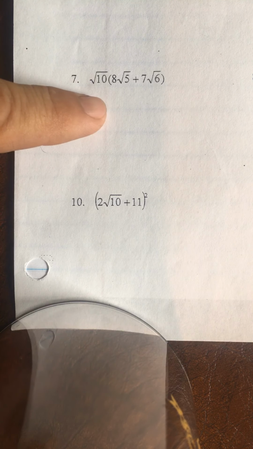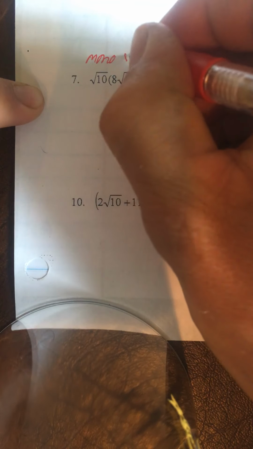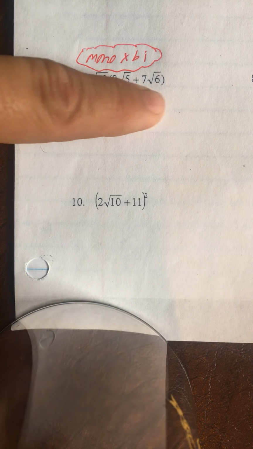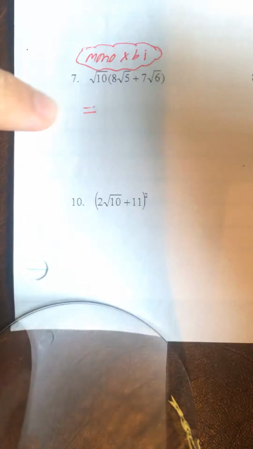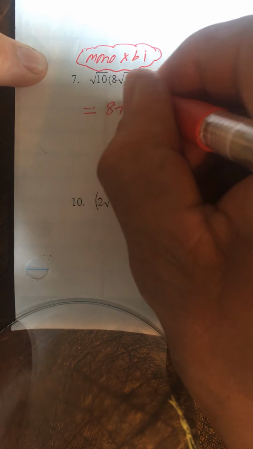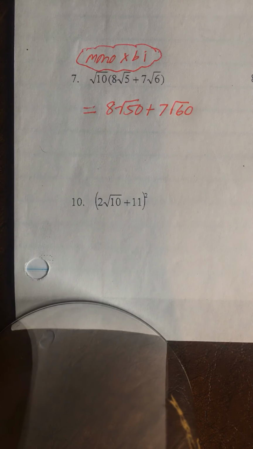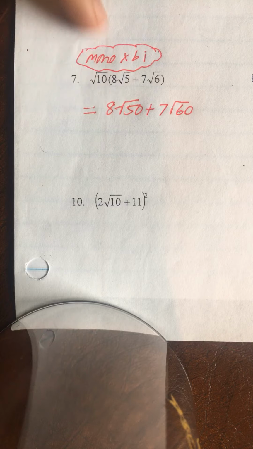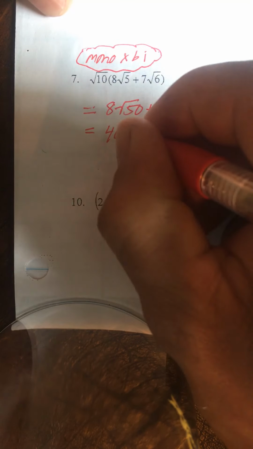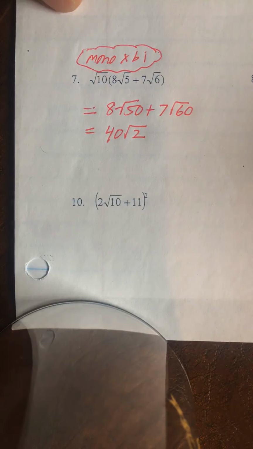So what we're looking at here is a monomial times a binomial. A mono times a bi. And we know we're going to distribute the root 10 to both of these. So what we end up getting is 8 root 50 plus 7 root 60. The greatest perfect square that goes into 50 is 25. So I'm going to pull out a 5. That gives me 40 root 2.